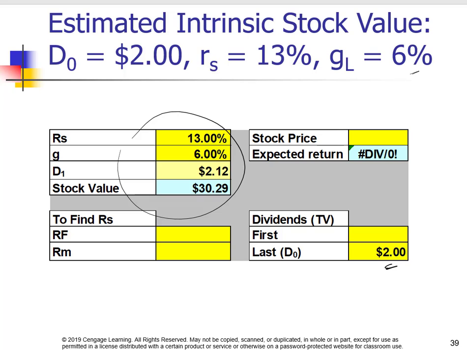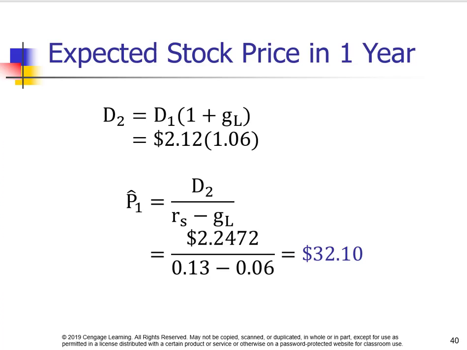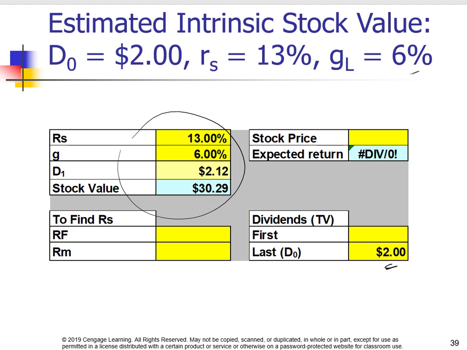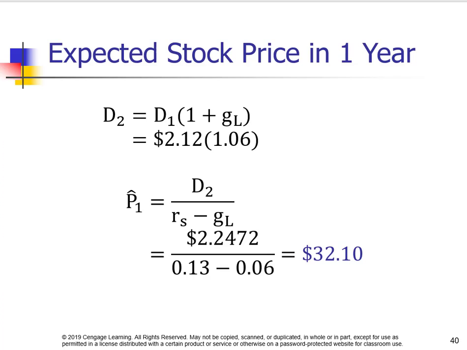So we can also say, well, what do you think the price will be a year from now? Well, you can take the D sub 1, right? Or D sub 2 is D sub 1. We just calculated that a second ago up here, right? So D sub 1 is $2.12. Multiply it by 1 plus the growth rate. So next year, we expect the dividend to be 2.2472. Again, divide that by the difference between the required return and the growth rate.